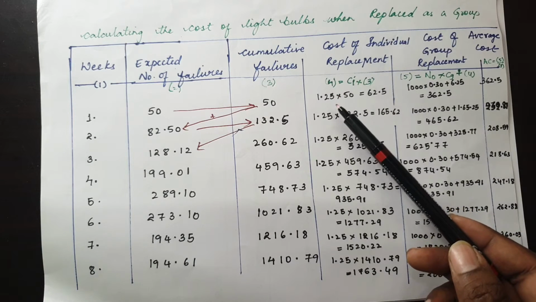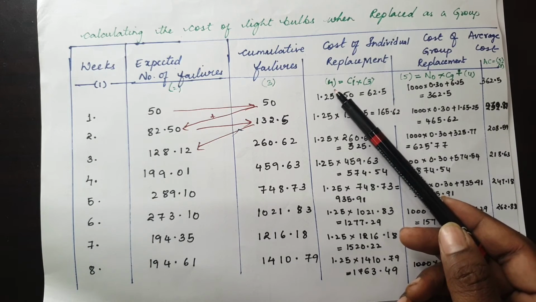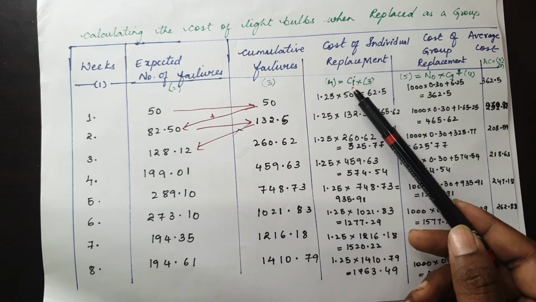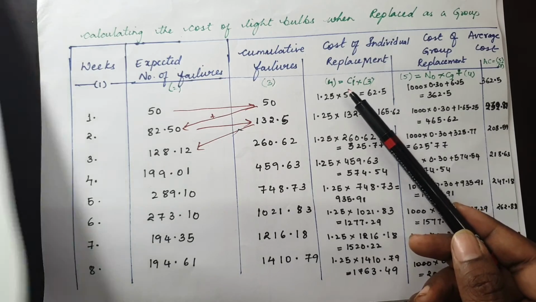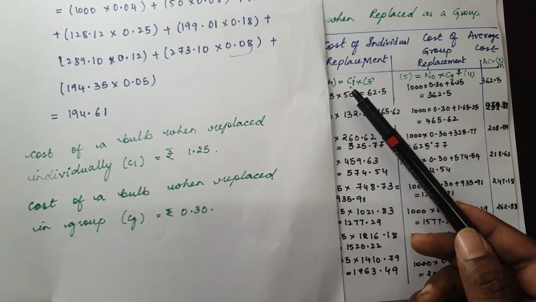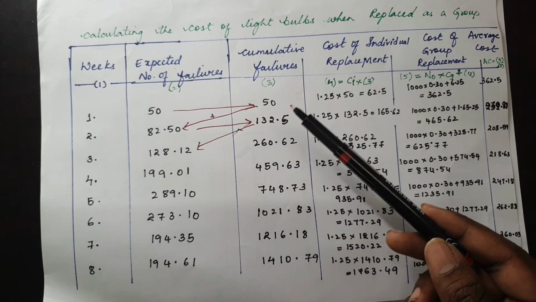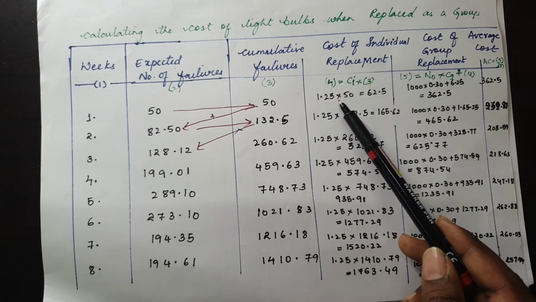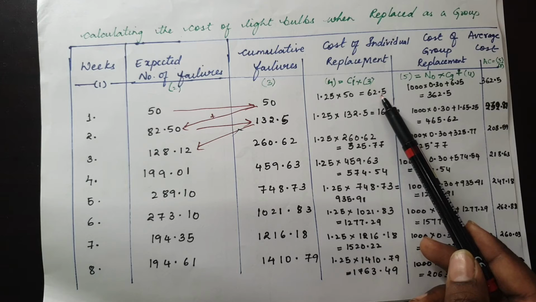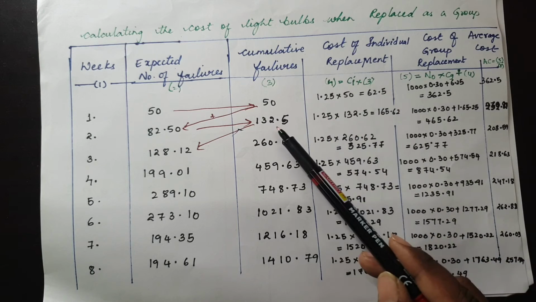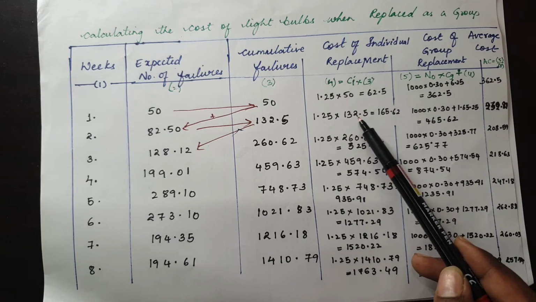So the cost of the individual replacement, for the fourth column, is 3 into CI. What is CI? I already told you, CI means individual cost. It is given in your question: 1.25. So 1.25 into 50 gives 62.5.